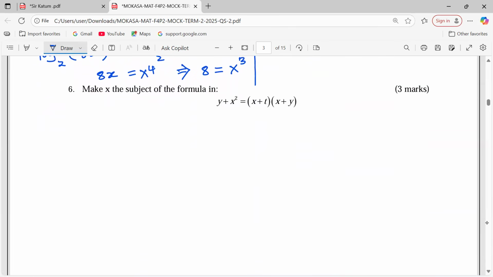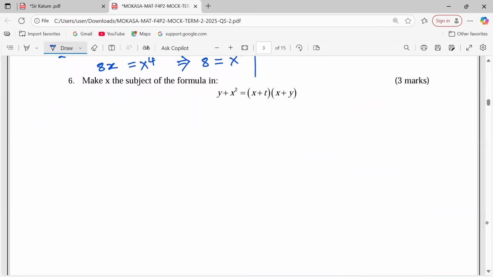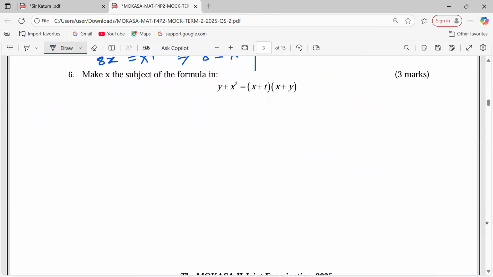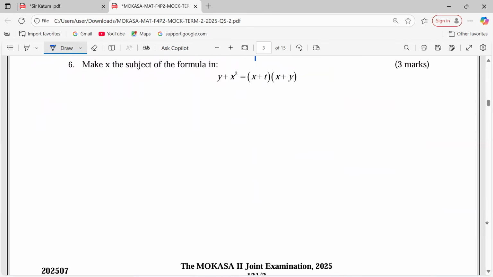Number 6. We are advised to make x the subject of the formula. y plus x squared equals (x plus t)(x plus y). So with this, we can have y plus x squared. This is equivalent to, we open brackets.